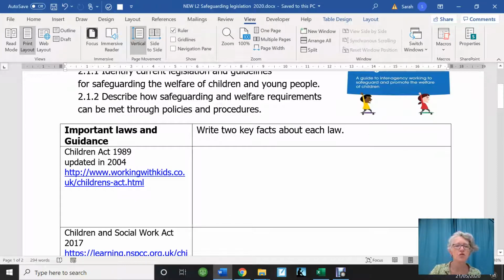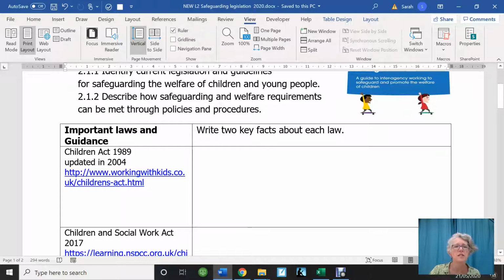So the first one is the Children Act that came out in 1989 and it was updated in 2004. If you click on the link here, it will take you to the information that you need. So read a little bit about the Children Act and put 2 key facts in here. This is the act that came after the death of Victoria Climbié, the little girl who was killed by her, I think it was her auntie. The police knew about her, the school knew that there were problems, she'd been in the hospital and she had a social worker, but those 4 different agencies were not working together.